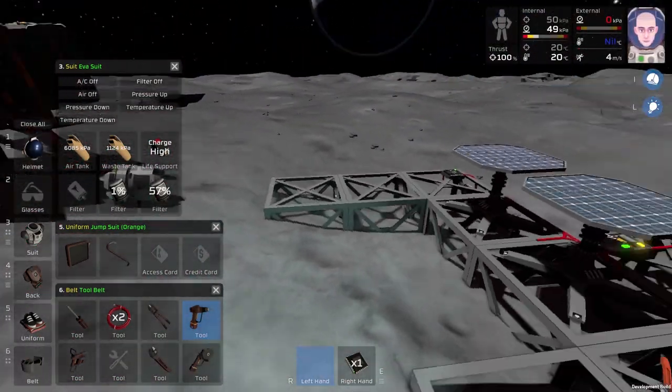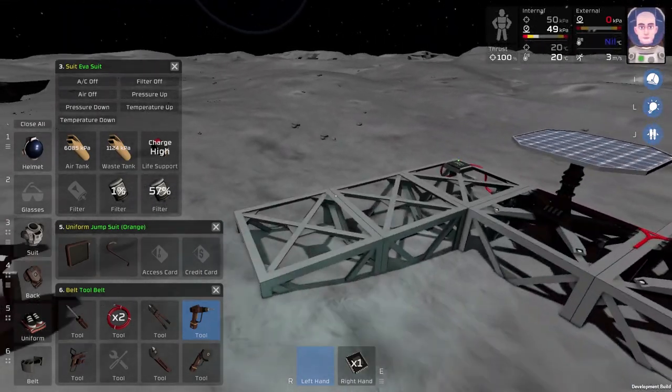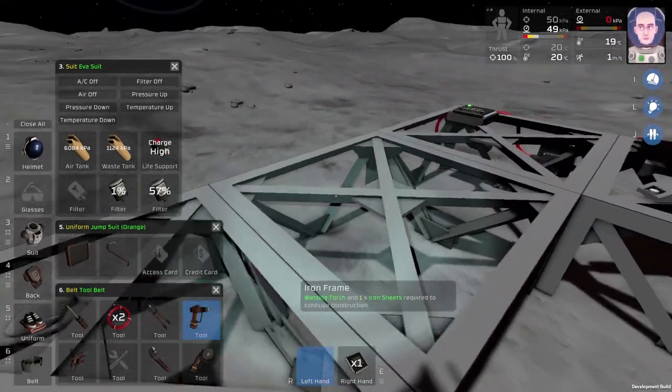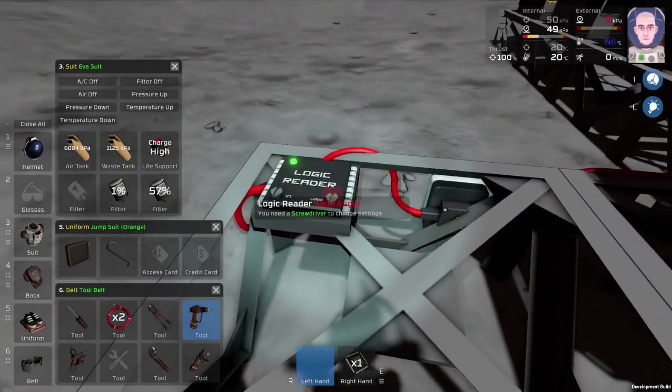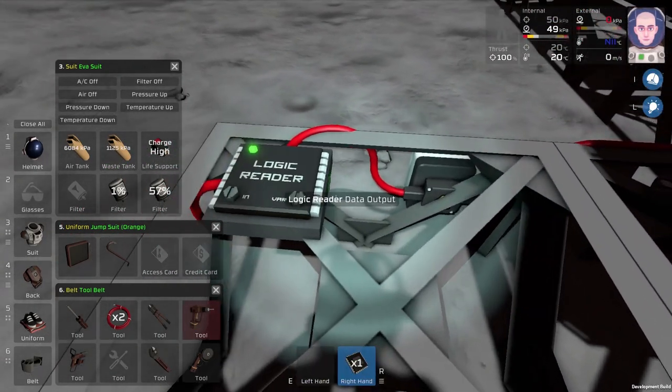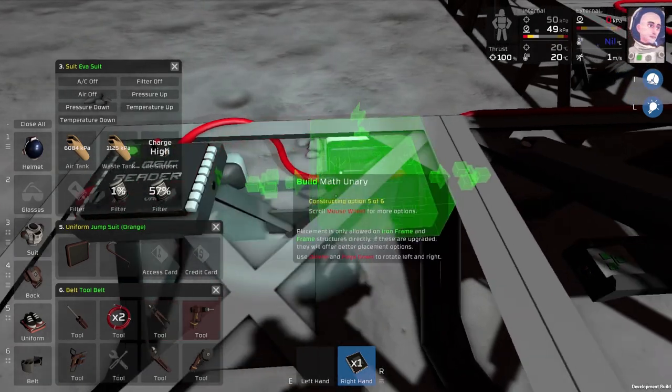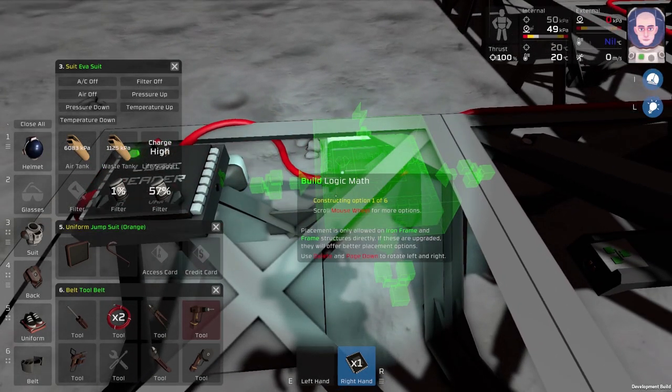Let's look at plugging. This gravity kills me, how I just ramp. If this was Lulan, I'd be dead, just flying into the sky. All right, so there we go. It's going to feed in our thing. We're going to pop down a math unit.